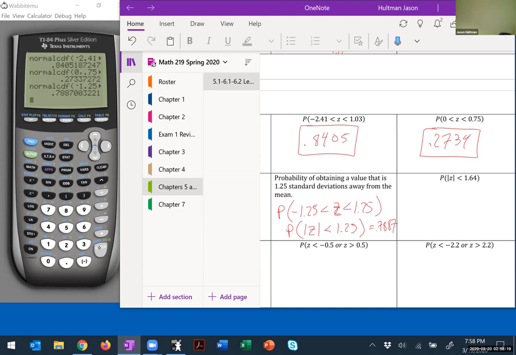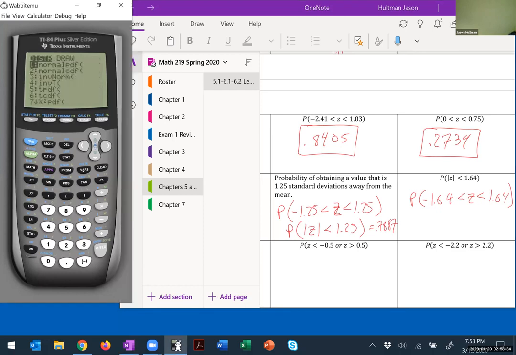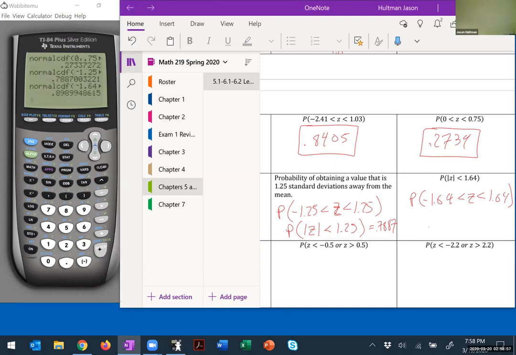Probability z is less than or equal to 1.64. That's the same thing that I wrote here. It really is just the probability of negative 1.64 less than z less than 1.64. So again, second vars, normal CDF. Negative 1.64. Oh, upper is positive. Let me delete that. Okay, 0, 1, and paste that. And it's 0.8990.